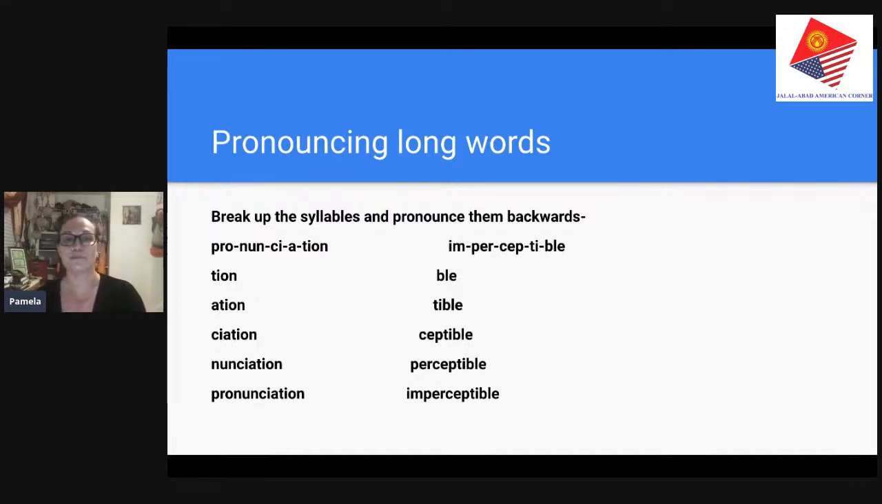Same thing, imperceptible: bull, tibble, septible, perceptible, imperceptible. Same kind of thing. Especially if people are working with specialty English, like medical or scientific or IT, there might be words that are longer and more unfamiliar, things that we don't use in standard lower tier, first tier, or second tier words. They're more like maybe fourth tier.